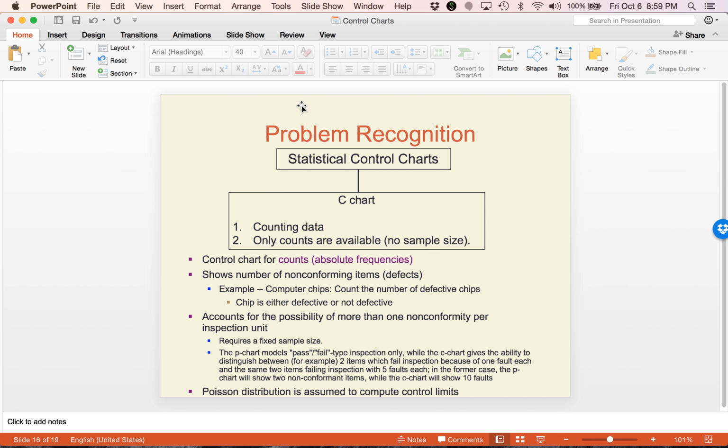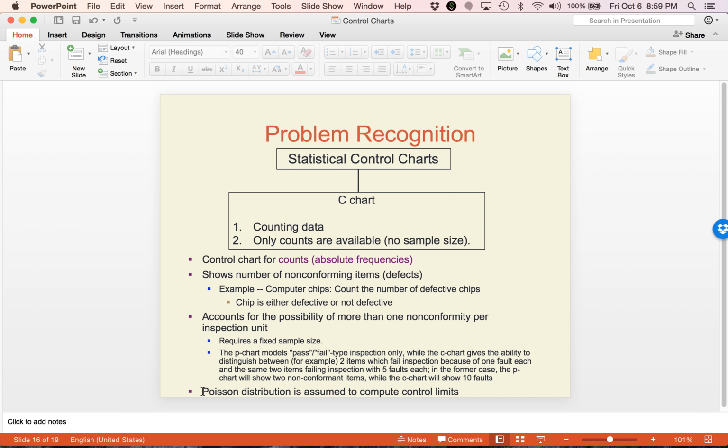A C chart is very similar to the P chart, except we don't have a sample size, or the sample size is fixed. And so we still are counting things, so it's whole numbers, and we're still looking at categorical variables or data. And we just look at the absolute frequency. So if you just plot the absolute frequency of things over time, that will give us an indication of whether it is in control or not in control.